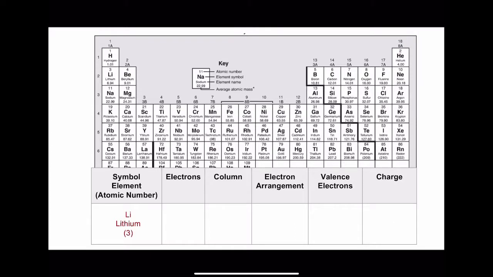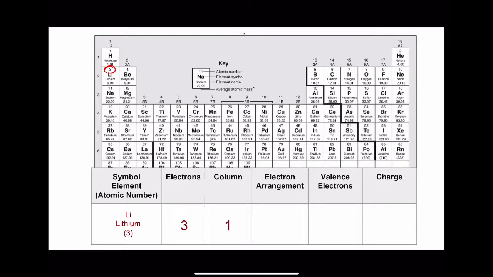Our next element is lithium. So remember when we read this, we go left to right, top to bottom, and in order of atomic number. So we are at number 3. This means we have 3 protons, which means if we're looking at electrons to make this neutral or no net charge, we need 3 of the opposite charge to balance it out.